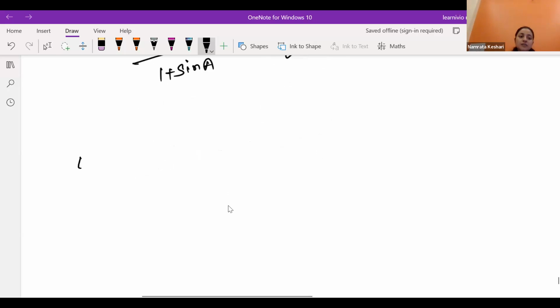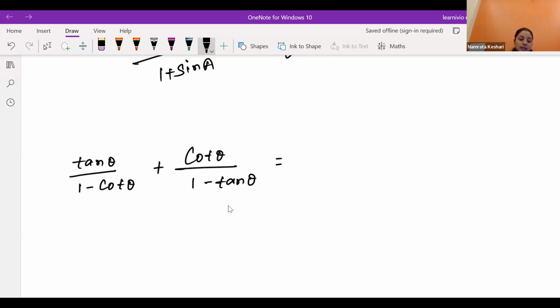That is this one. Tan theta over 1 minus cot theta plus cot theta over 1 minus tan theta, and we need to show that it is equal to 1 plus sec theta cosec theta. I told you, when you are not getting anything, you can first pick any side, left hand side or right hand side. We will be picking left hand side because more simplification will be possible on left hand side, and hence it will be better to pick left hand side.